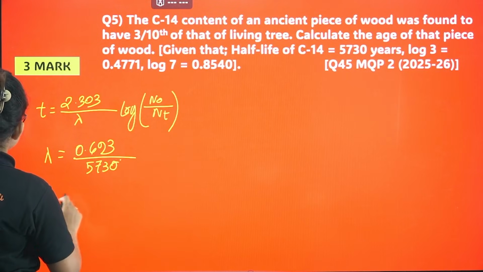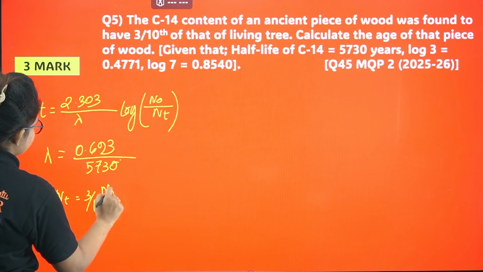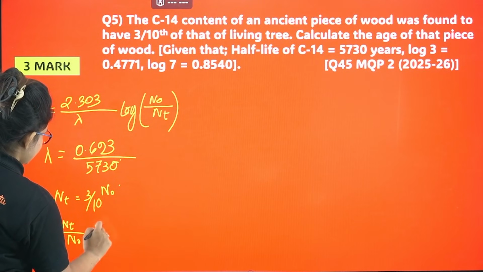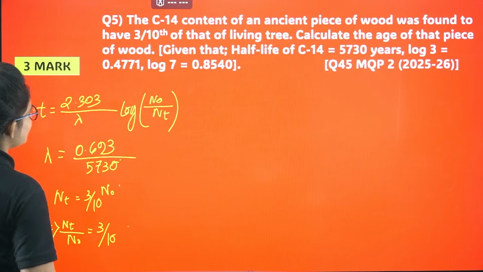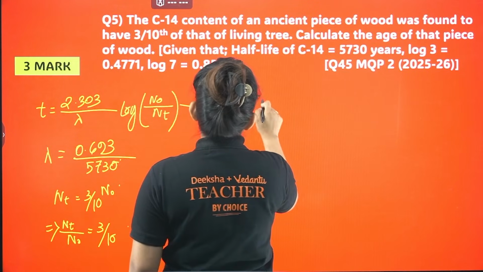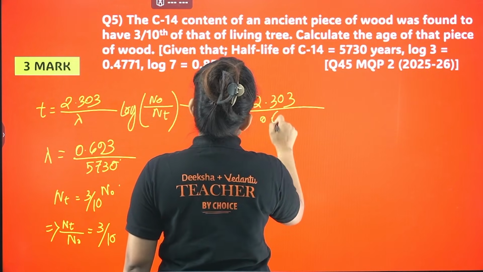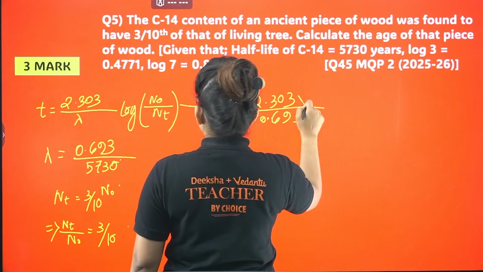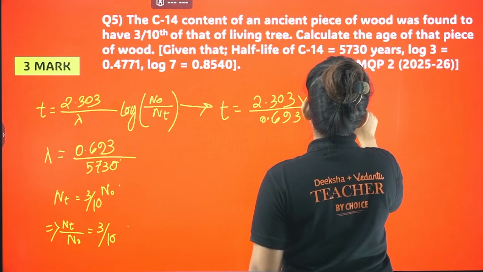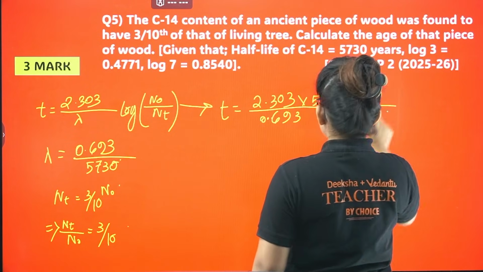Fine. Now they are saying that Nt is equal to 3/10 of N0. So from here Nt by N0 I can get 3/10. Okay, let's put everything here. So t is going to be 2.303 divided by 0.693 into 5730 into log 10/3, because it is N0 by Nt, 10/3.